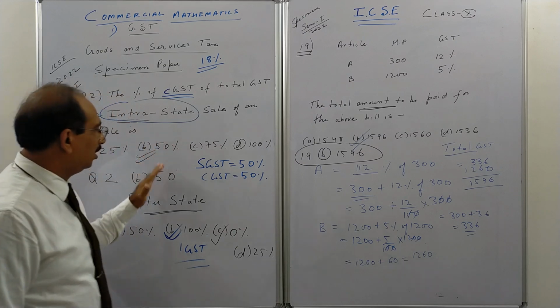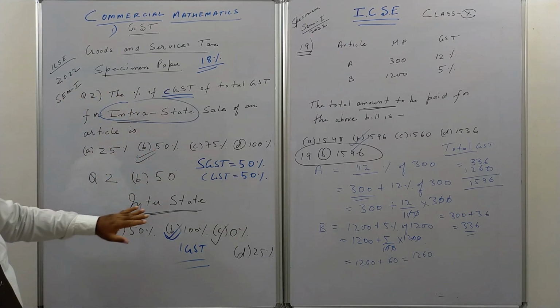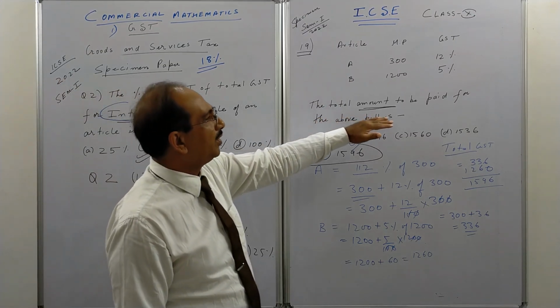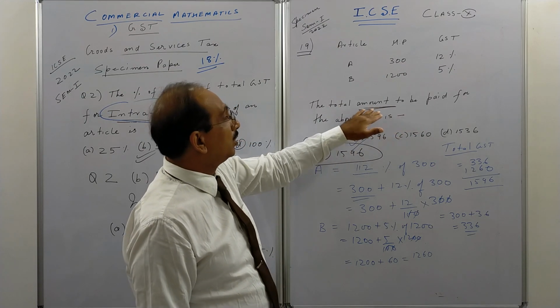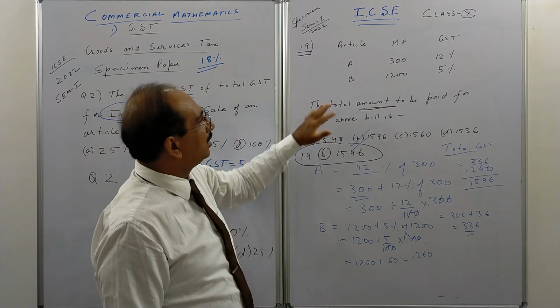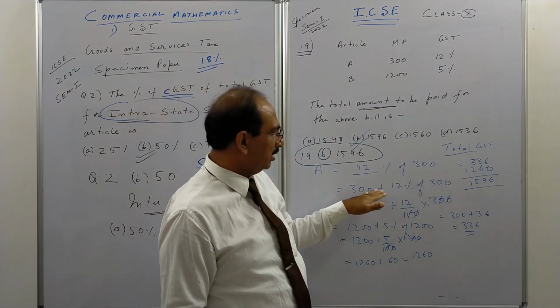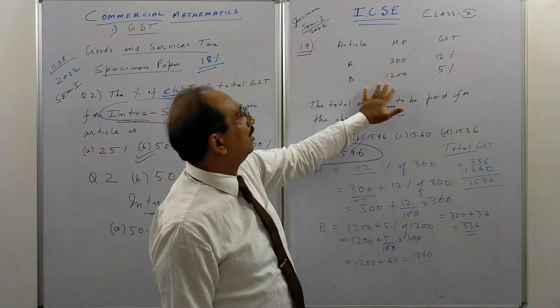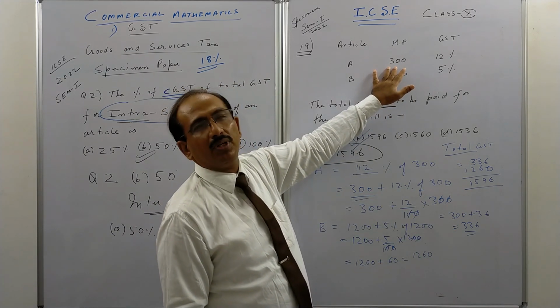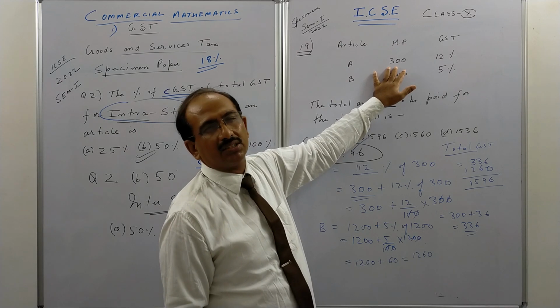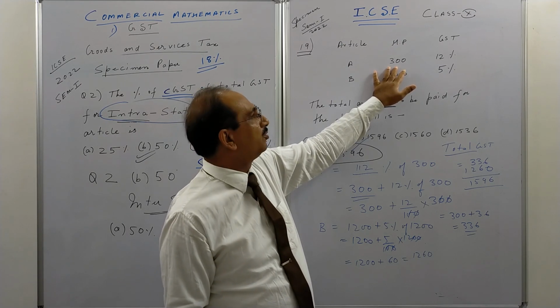So once more, this was the first MCQ question I have explained. Here we have to find the total amount to be paid. So 300 rupees, tax is 12%, 300 plus 36, 336. Okay, so 100 rupees, 12; 300 is 12 3s are 36. So that we will see in the fourth video.